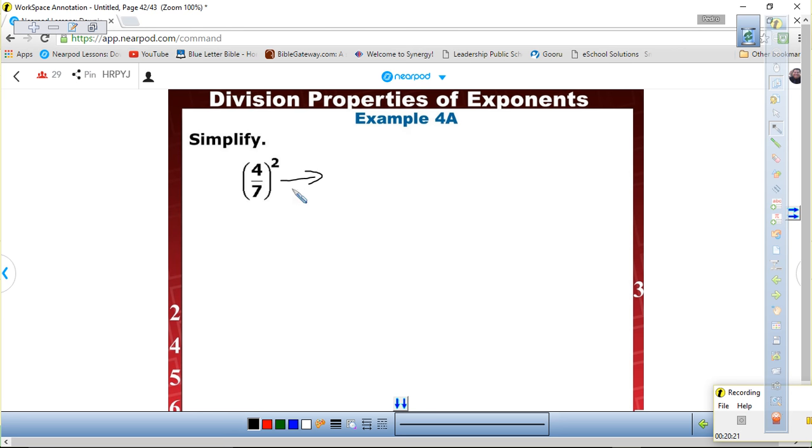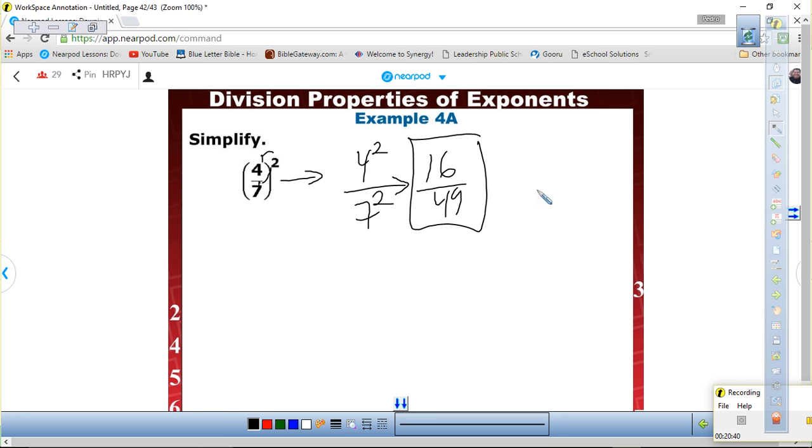Four over 7 to the second power. We have exponents of 1, is that correct? That becomes 4 to the second over 7 to the second. Is that correct? Can we simplify a little bit further? Yes, what is 4 to the second? And 7 to the second? There you go. Okay. Copy these next ones, please.